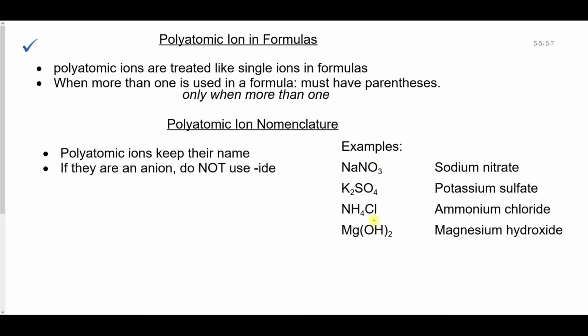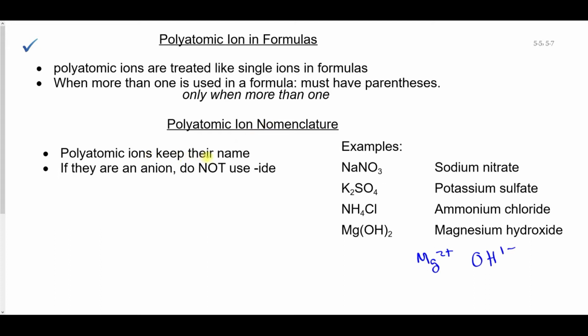However, down here, when you cross magnesium and hydroxide, which has a -1 charge, we end up having to use 2 of the hydroxides. And so we put that in parentheses to show that there are 2 of the complete polyatomic ion. Nomenclature, or writing their name, is very easy.